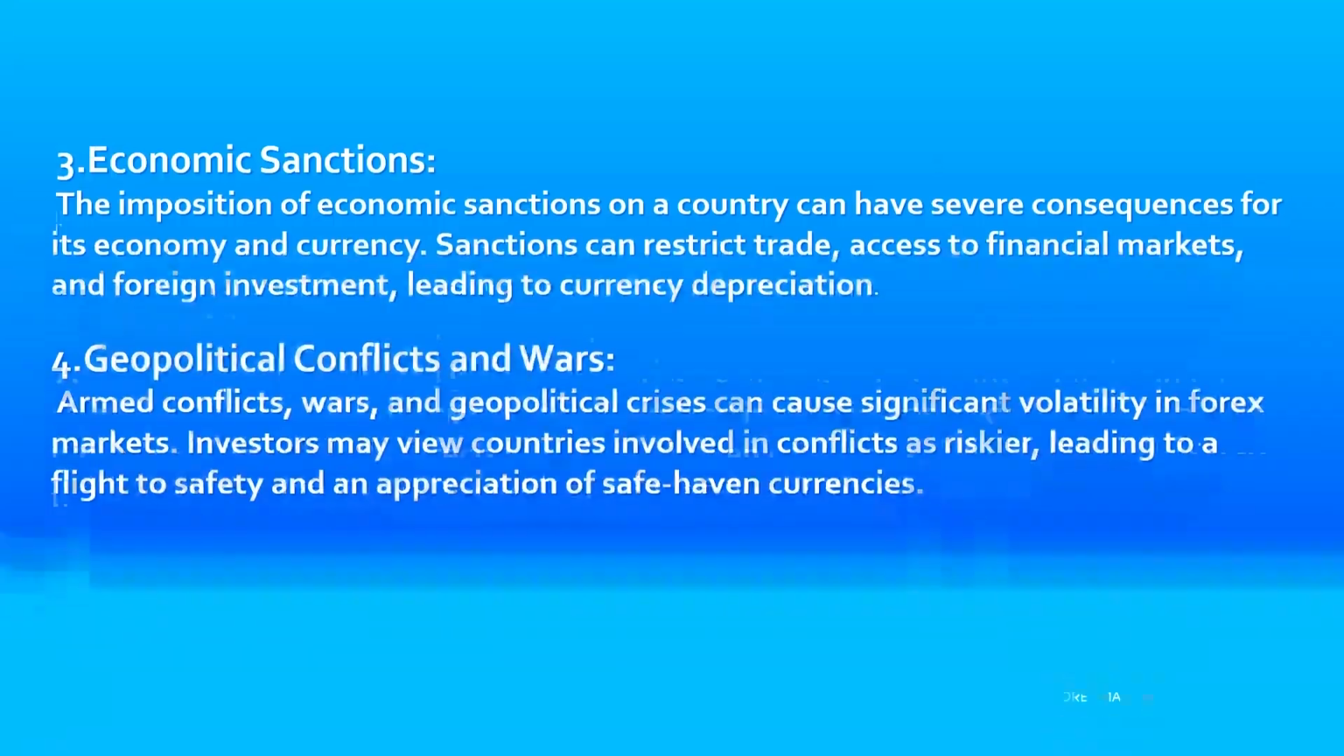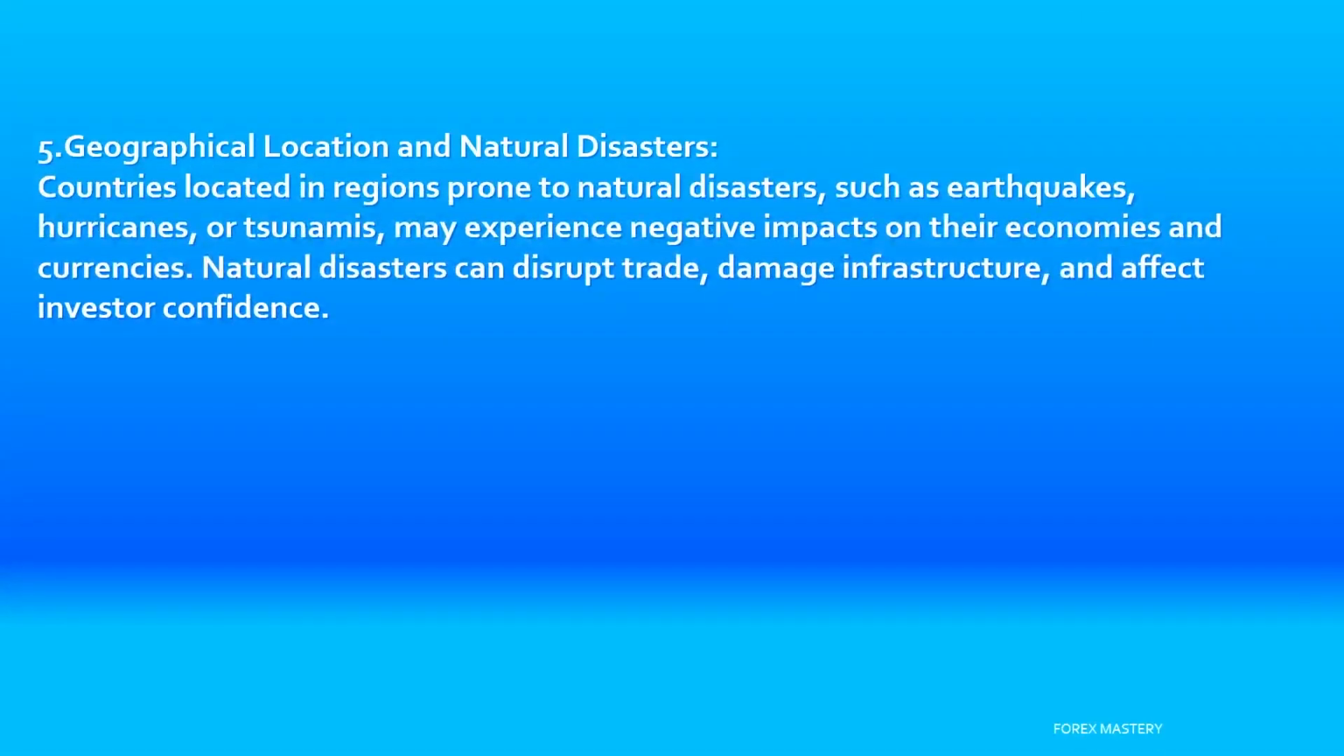5. Geographical location and natural disasters. Countries located in regions prone to natural disasters such as earthquakes, hurricanes, or tsunamis may experience negative impact on their economies and currencies. Natural disasters can disrupt trade, damage infrastructure, and affect investor confidence.